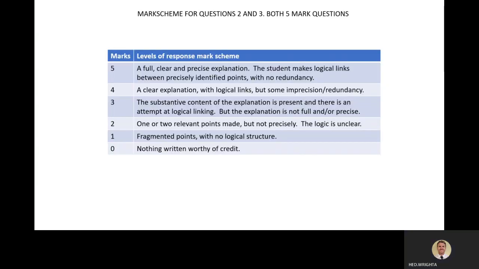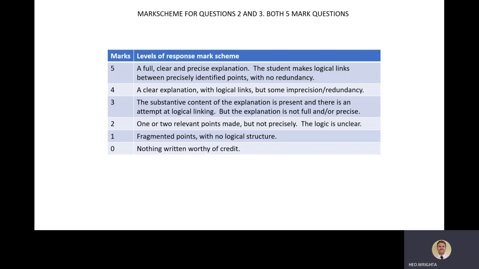So the mark scheme for questions 2 and 3. Both of these are 5-mark questions. Now I can't get the mark scheme up there at the same time as the answer, so you might have to go backwards and forwards a little bit. So marks 5, a full, clear, precise explanation. Student makes logical links between precisely identified points, no redundancy.